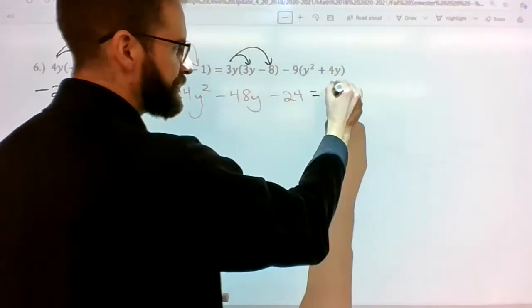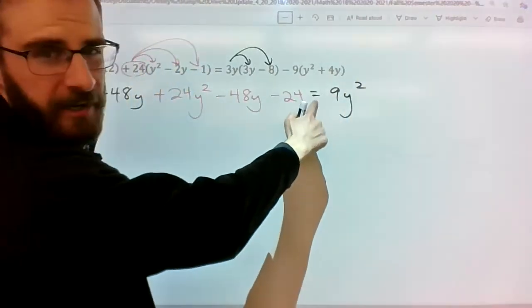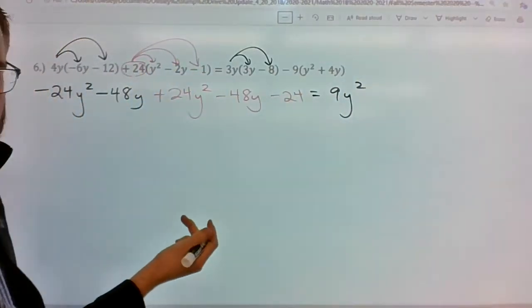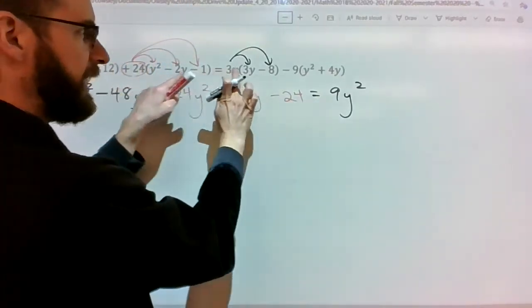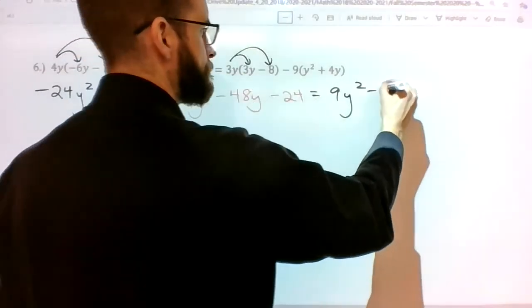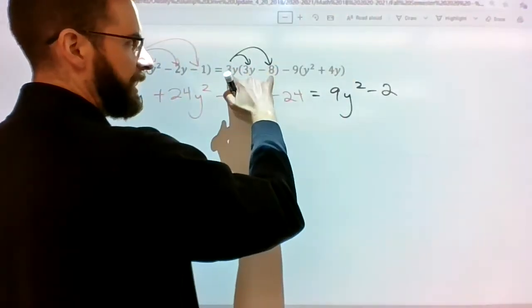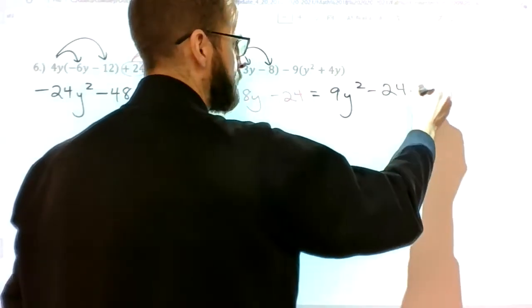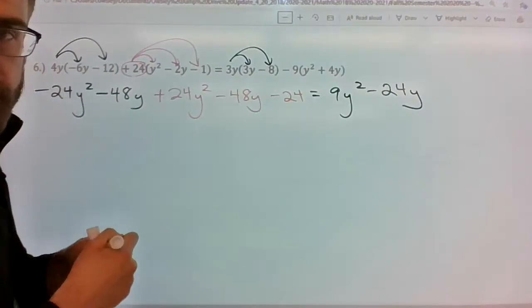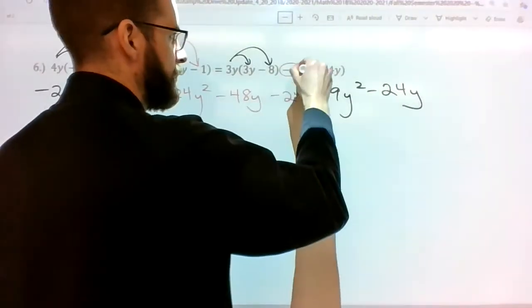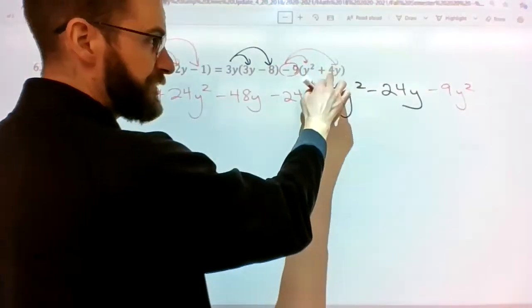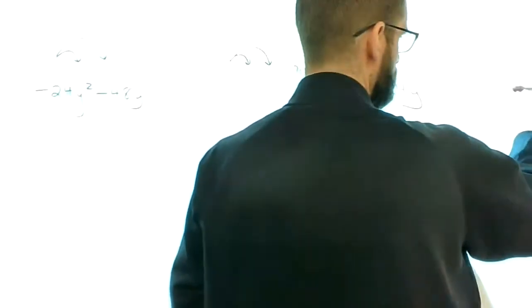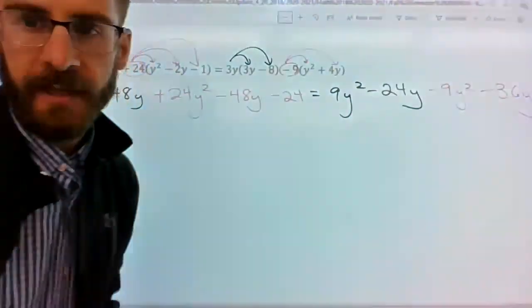That's 9y squared. By the way, notice I put an equal sign here. Don't forget to put that equal sign where it should be. It's separating the negative 24 and the 9y squared. So that's going to be minus 24y. And then you got negative 9y squared. And then a negative 9 times positive 4y gives you negative 36, with a y at the end.